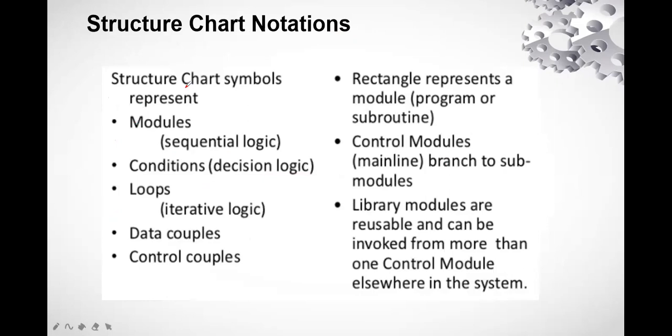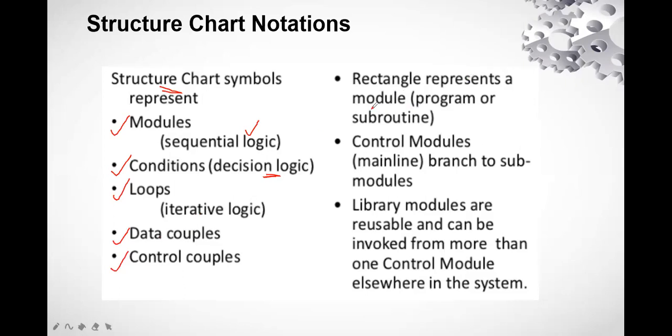What we are using here are certain specifications. First one is called modules. Second one is conditions. Third one, loops. Fourth one, data couples, and fifth one is control couples. Now we know modules are sequential logic. What are conditions? Conditions are decisions where we say if this condition applies, then the result will be this. If, then, right? Else, this is the condition. Loops are the iterative logic which I told you, the number of loops you must have done in C. Data couples, I already told you what they are.